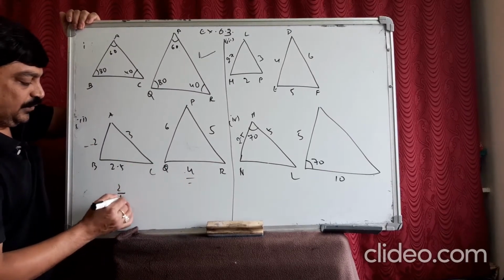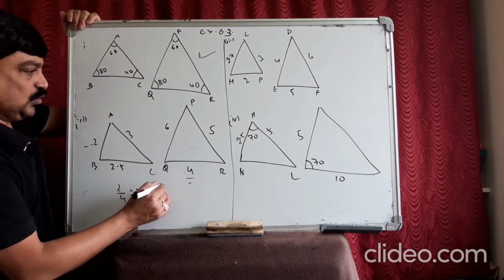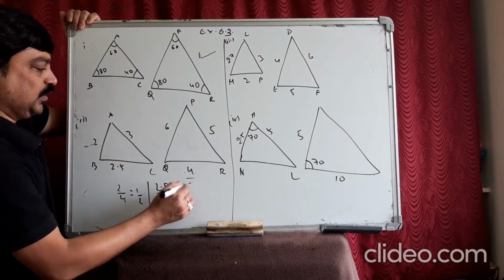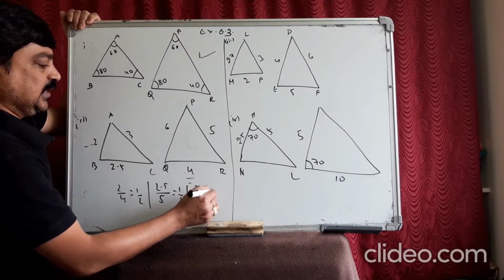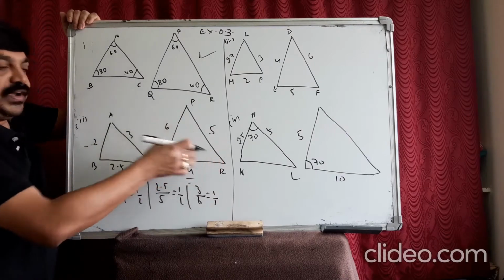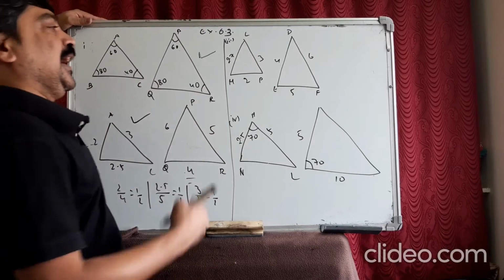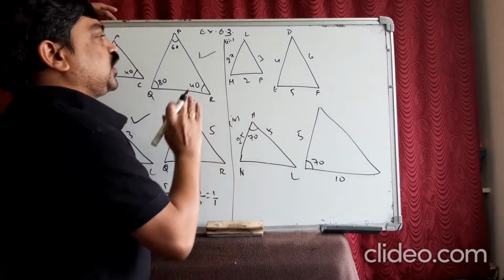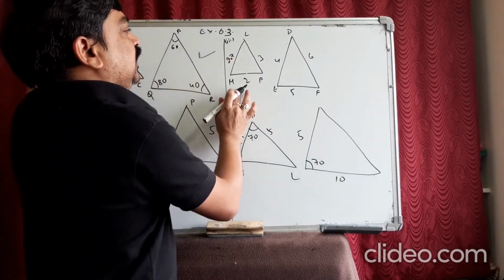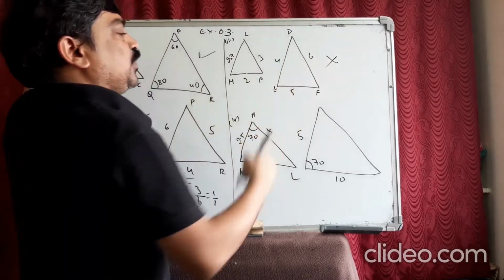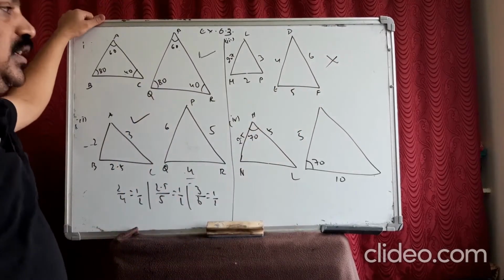2 by 4 is 1 by 2. 2.5 by 5 is also 1 by 2. 3 by 6 is also 1 by 2. That means when you turn this clockwise, the corresponding sides are in the same ratio. These 2 are also similar. And here also corresponding sides are given. The sides are not in the same proportion, so no doubt they are not similar.